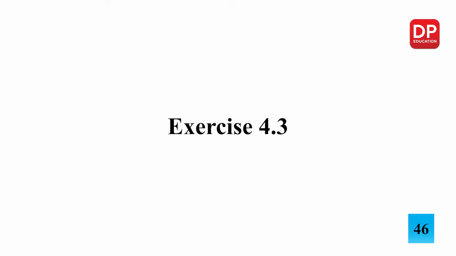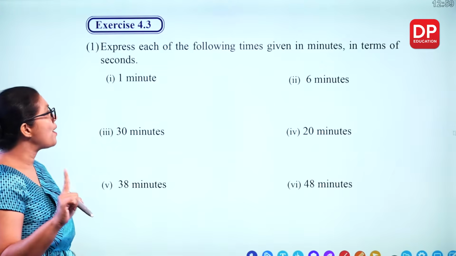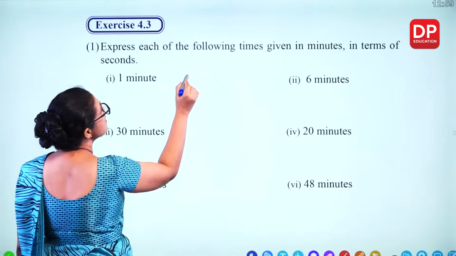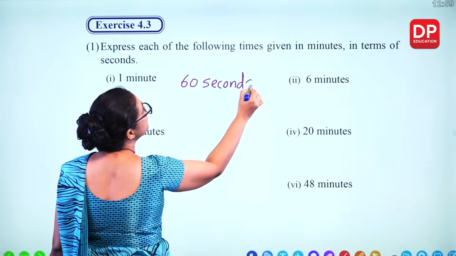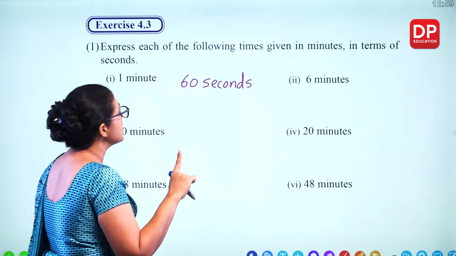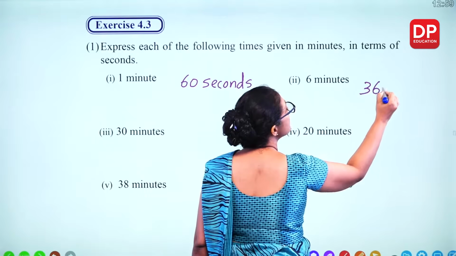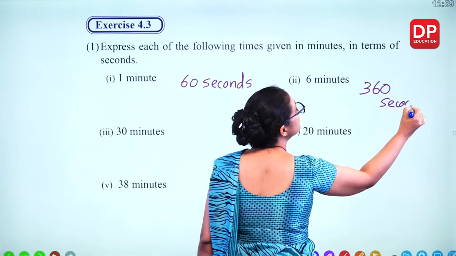Exercise 4.3. Express each of the following times given in minutes in terms of seconds. 60 seconds is 1 minute. Multiply by 60. 60 times 1, 60 seconds. 6 minutes. 6 times 60. 6 times 6, 36. So 360 seconds.